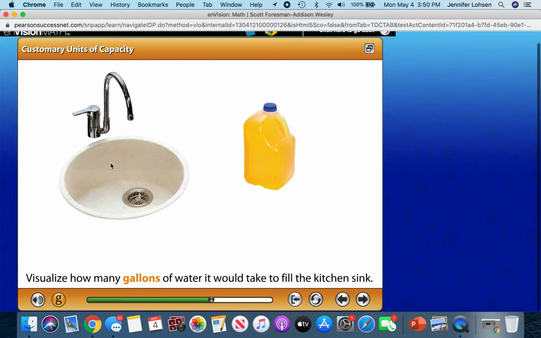So if 1 gallon would bring me up to about here, 2 gallons would bring me to this level, 3 gallons, 4 gallons. Let's see. A good estimate for the capacity of a kitchen sink is about 4 gallons. Well, we got lucky on that one, y'all.